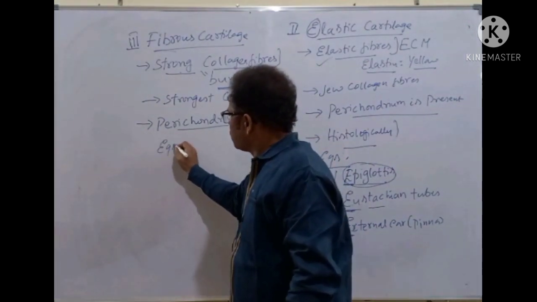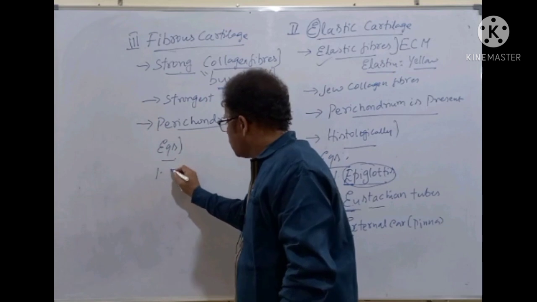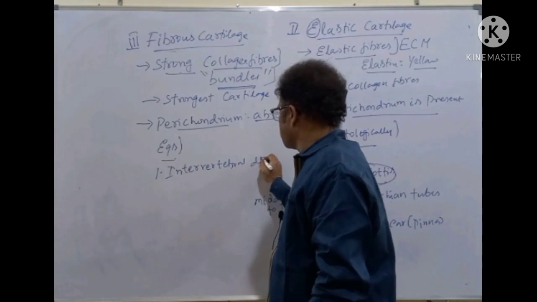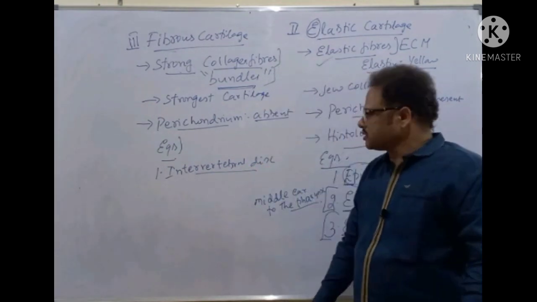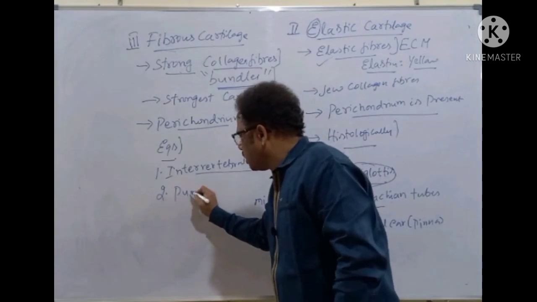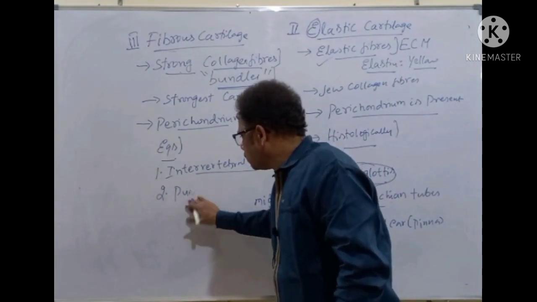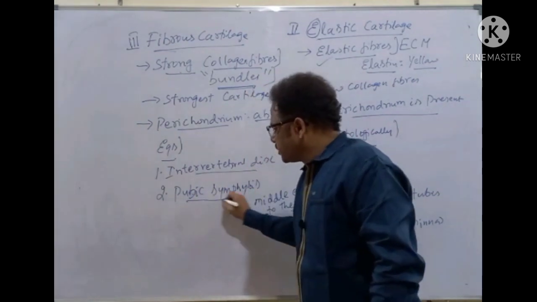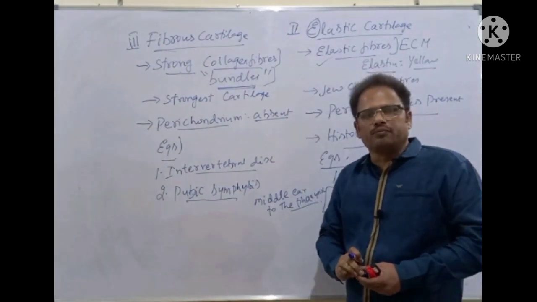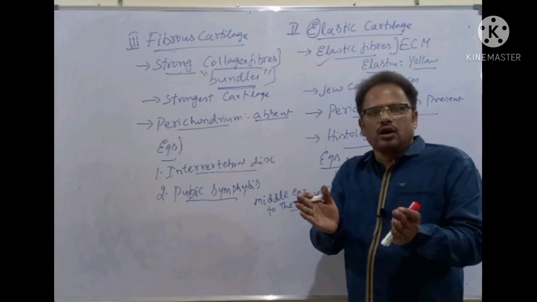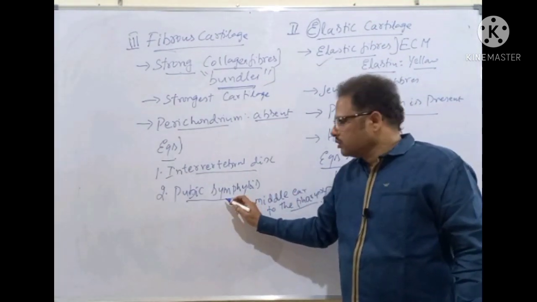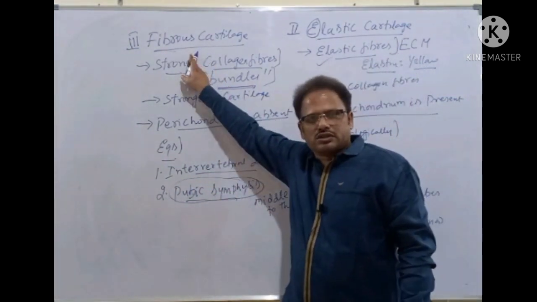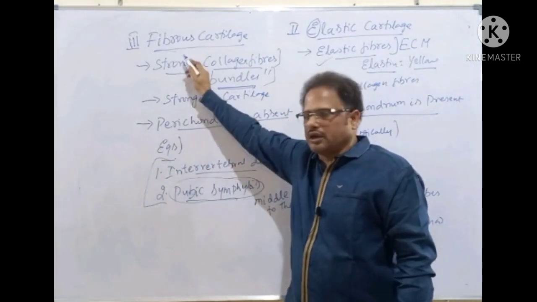And examples now. One is intervertebral discs. The disc-like structures in the vertebral column, intervertebral discs, and also pubic symphysis of the pelvic girdle, which connects the two bones called as os innominatum of the pelvic girdle. Two bones are there which joins the coxal bones here, os innominatum. And the joint here is called as the pubic symphysis. The pubic symphysis is made of which cartilage? Fibrous cartilage. These were the very good examples of the fibrous cartilage here.